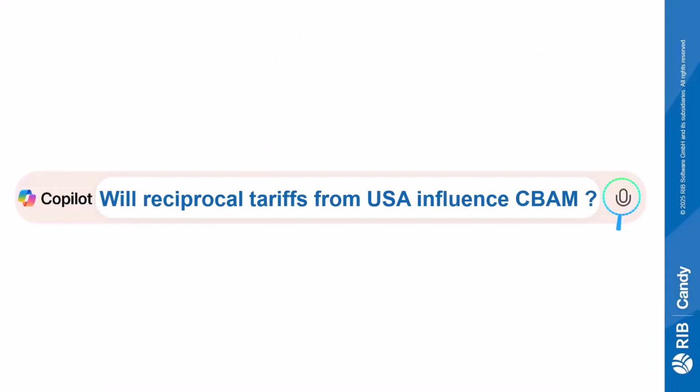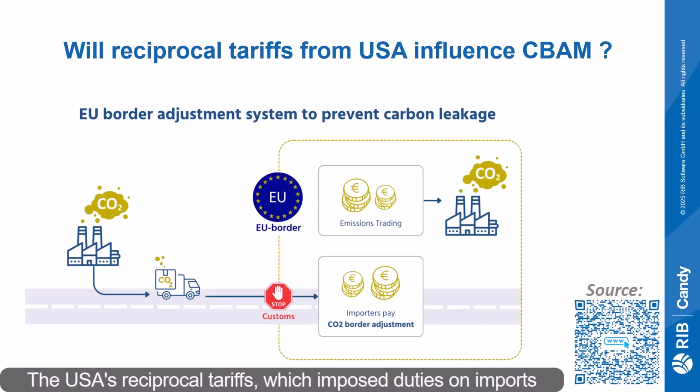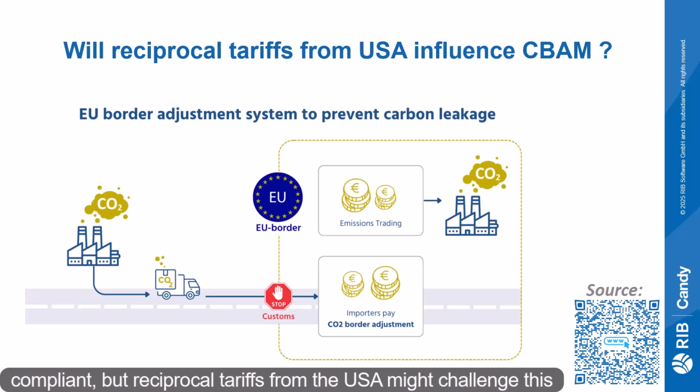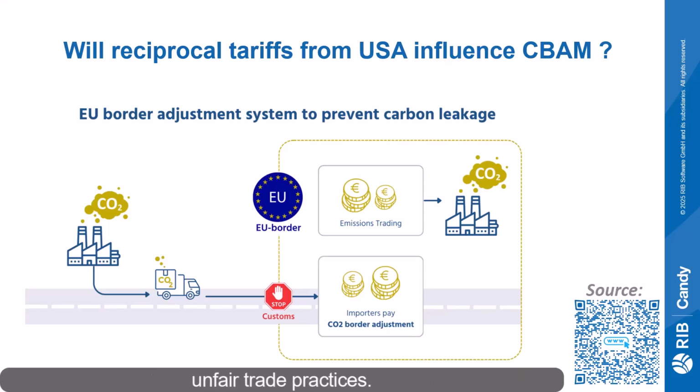clients and projects. With the recent development in the world, will reciprocal tariffs from the USA influence CBAM? The USA's reciprocal tariffs, which impose duties on imports based on the trade balance with each country, could escalate trade tensions with the EU. If CBAM is perceived as a trade barrier, the USA might retaliate with additional tariffs on EU goods. The EU has designed CBAM to be World Trade Organization compliant, but reciprocal tariffs from the USA might challenge this compliance, leading to disputes over whether CBAM constitutes unfair trade practices. Only time will tell.